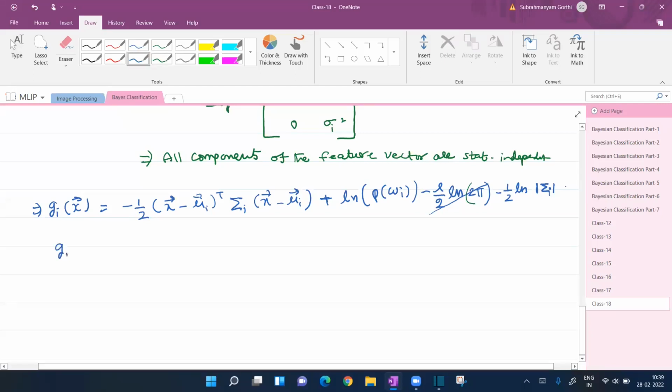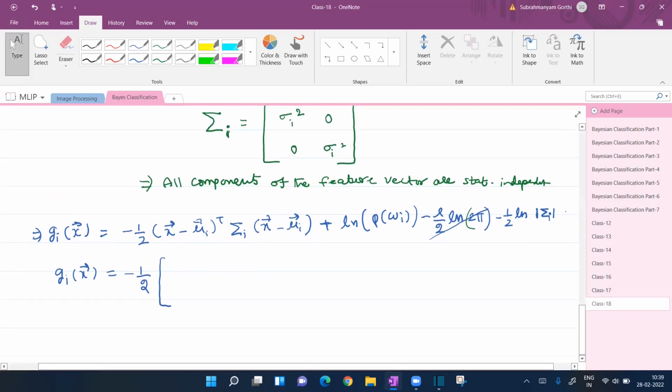Gi of x bar is equal to minus 1 by 2 into, yes. This is slightly rigorous, but do it. It's just simple vector multiplication and matrix multiplication. Let us attempt that. x bar minus mu bar whole transpose. What would be that value here? Or let us do one thing. Before substituting those vectors, let's multiply things together, and then let's make an attempt there.